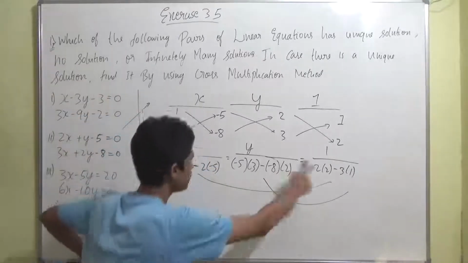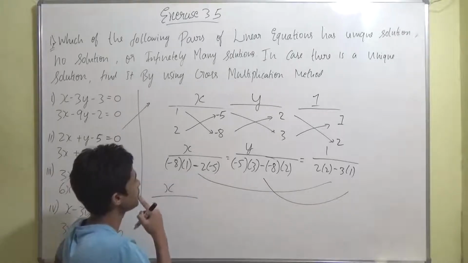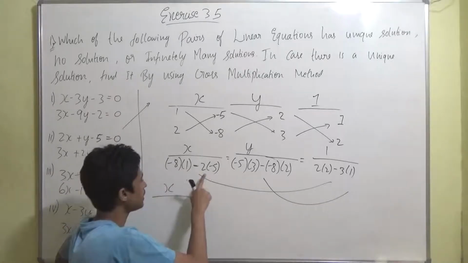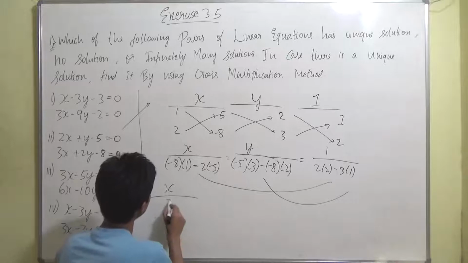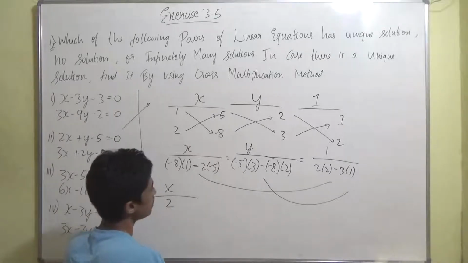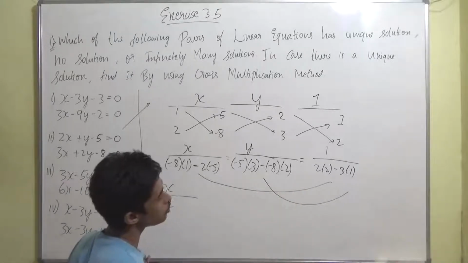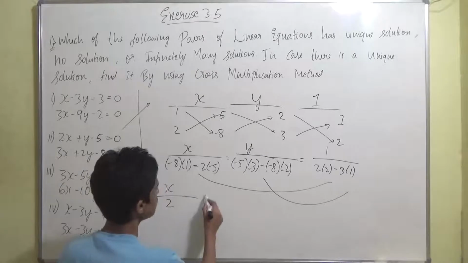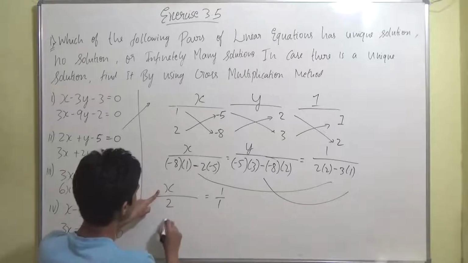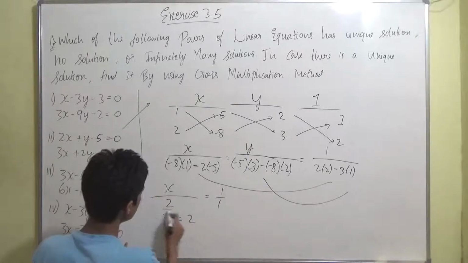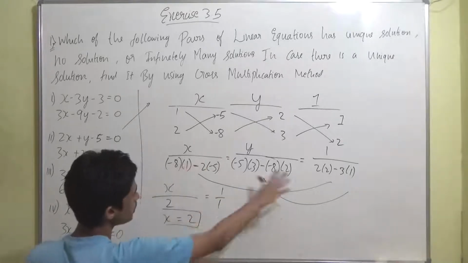So first let's equate these two. That is x by, here it is minus 8 plus 10. Minus 8 into 1 is minus 8. Here minus into minus becomes plus, 2 into 5 becomes 10. So minus 8 plus 10 gives x by 2, which is equal to 1 by 2 into 2 is 4, minus 3, so 4 minus 3 is 1. So it becomes equal to 1 by 1. Which means, cross multiplying, x into 1 is x, 2 into 1 is 2. So x equals 2. This we got by equating the x variable term with the constant term.